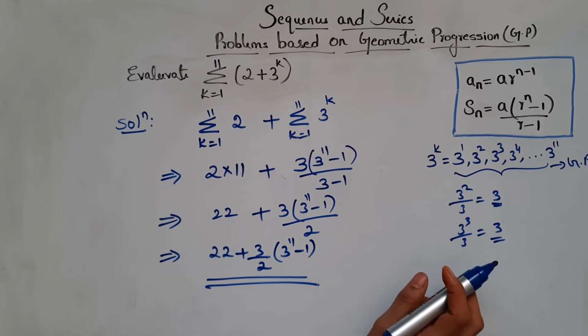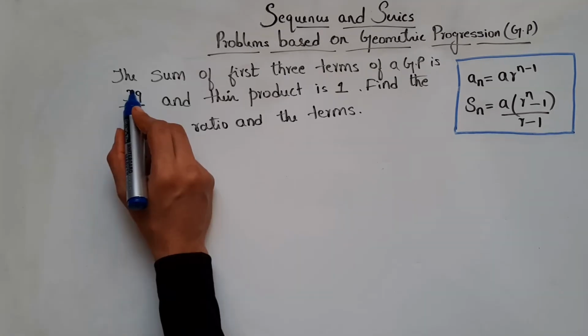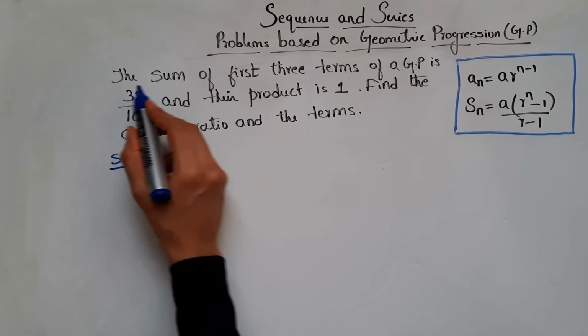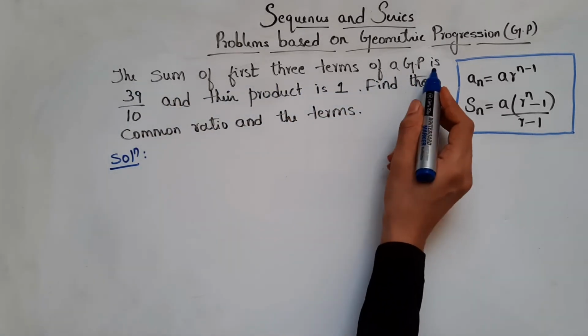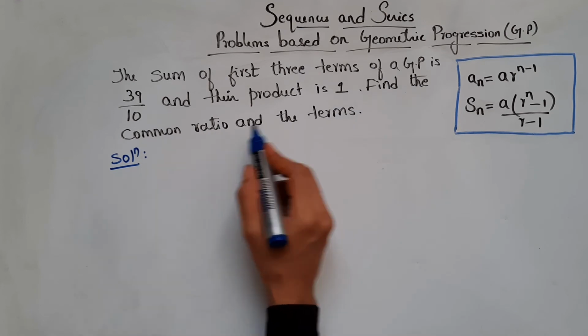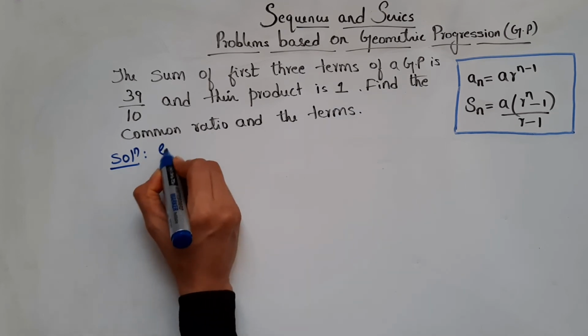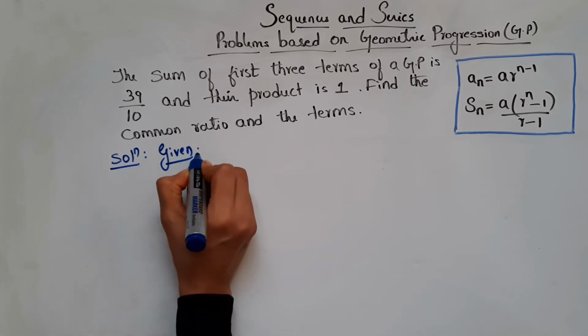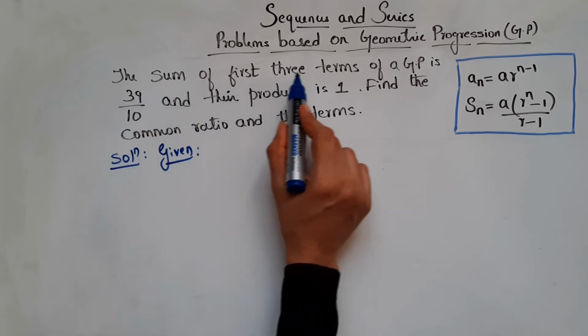Now let's move on to next problem. So now let's see this problem. Here it says the sum of first 3 terms of a GP is 39 by 10 and their product is 1. Find the common ratio and the terms. So first let's write what is given. So it says the sum of first 3 terms of a GP.